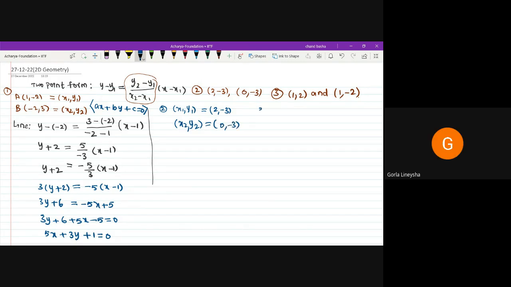Sir, for the second one, I got y plus 3 is equal to 0. Can you repeat again? What is your answer for the second one? Sir, y plus 3 is equal to 0. Only y plus 3, no x terms are there.